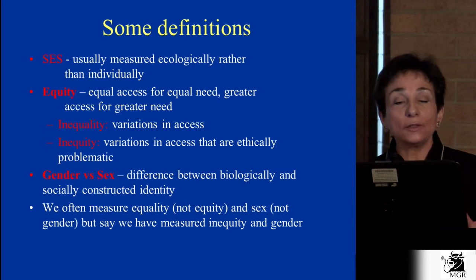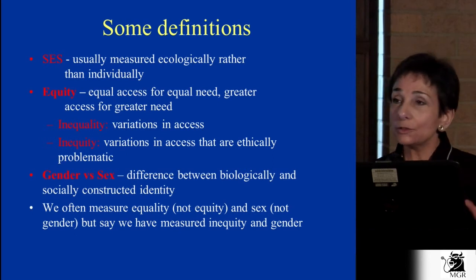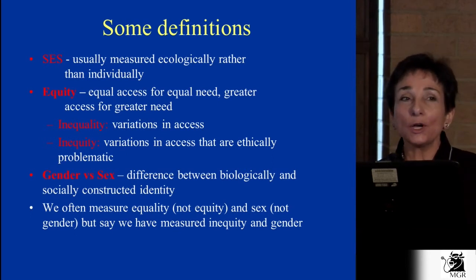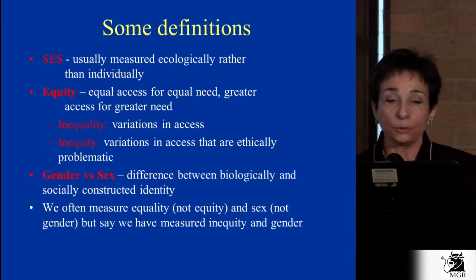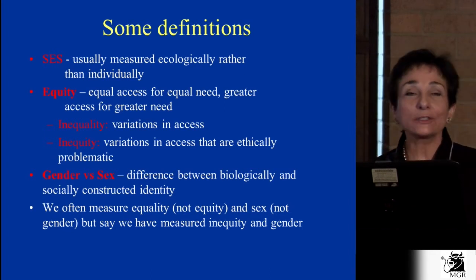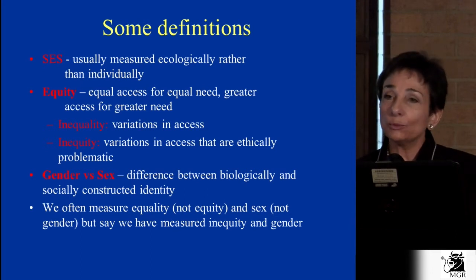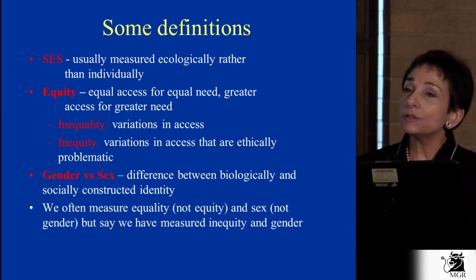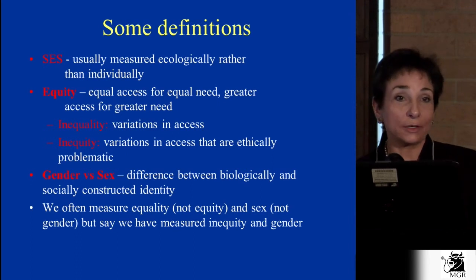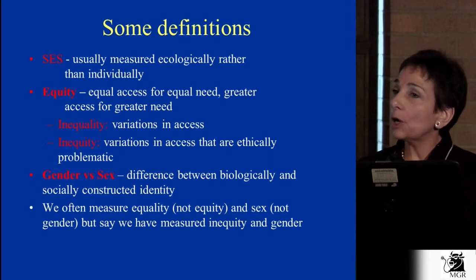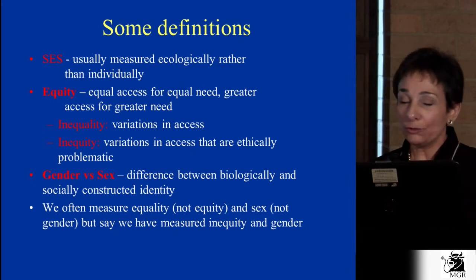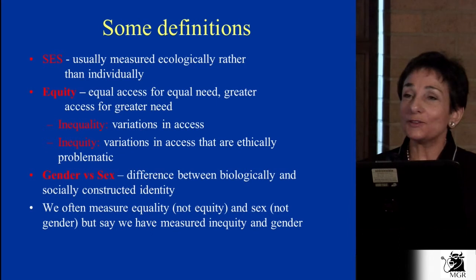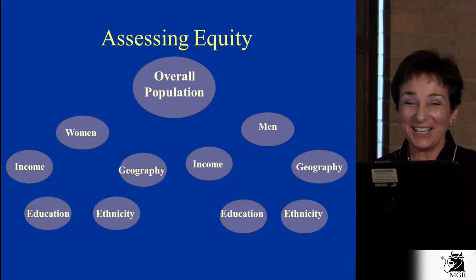Inequality is when there's variation in access, but inequity is when there's variation in access that's ethically problematic. We talk about equity, but sometimes really what we're talking about is equality, unless we have a way of understanding what the difference in needs actually is. Similarly for gender versus sex, we often talk about a gender-based analysis, but really one is the difference between what's biologically determined and what's socially constructed identity. When we're using these population-based databases, we say gender, but really we only know about the individual's sex and we don't truly know about their socially constructed identity. So that's just a word, and now I'm going to go on and talk about equity and gender.